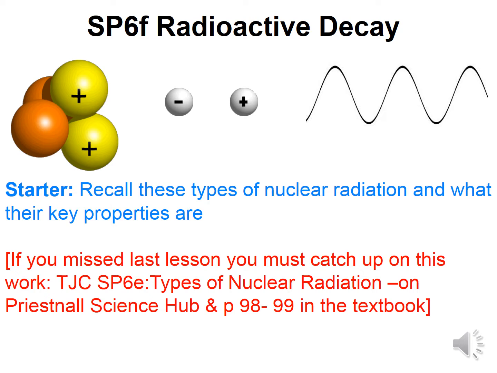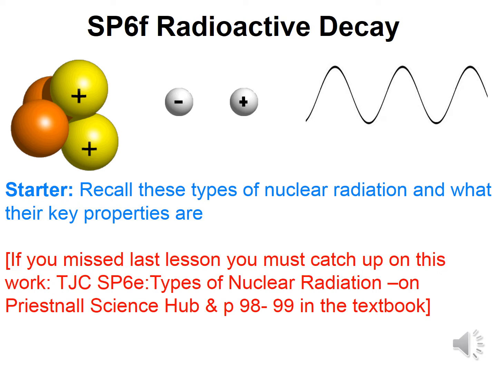You should be familiar with what those are, and if you aren't, then you need to go back and look at the video and the resources and lesson material from SP6e, types of nuclear radiation, so make sure you've done that first, please. Okay then, so we fundamentally have the alpha particle here, 2 protons, 2 neutrons, a helium nucleus.